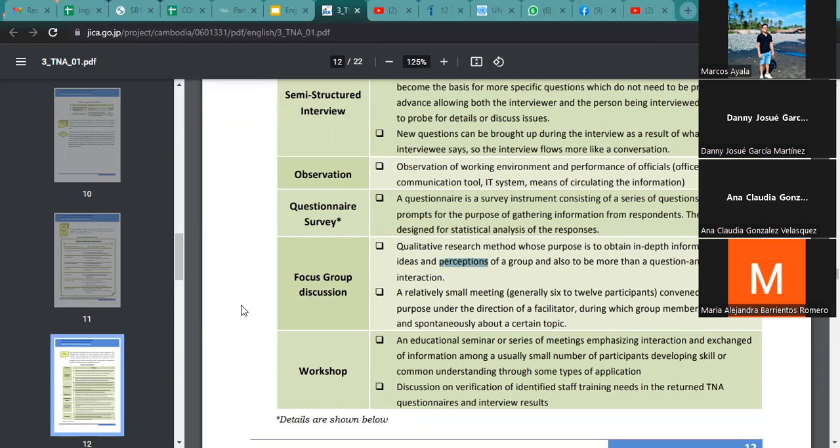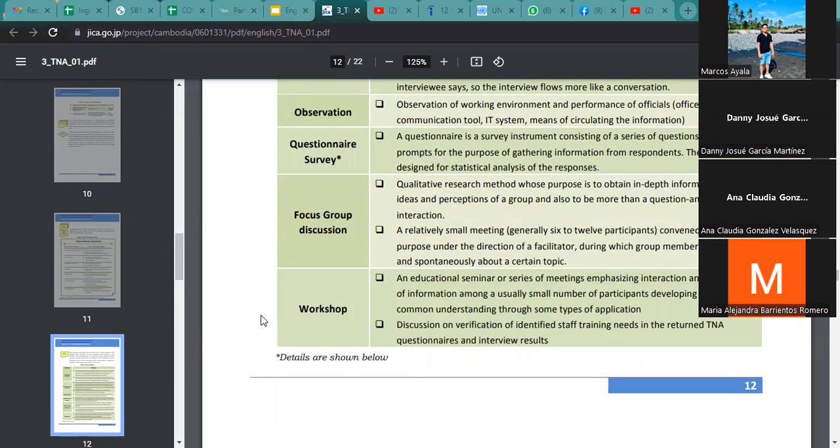Okay, workshop. That's going to be for, let's see. Marcos, please help me with workshop. Okay, workshop. An educational seminar or series of meetings emphasizing interaction and exchange of information among a usually small number of participants, developing skill or common understanding through sometimes application. Discussion on verification of identified staff training needs. In return, TNA questionnaires and interview results.